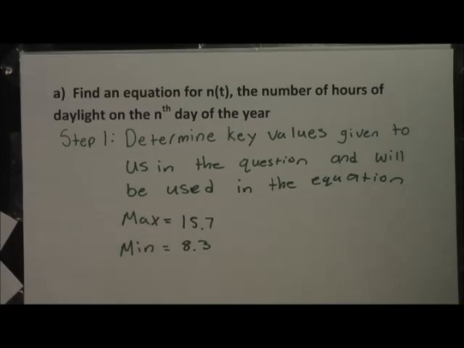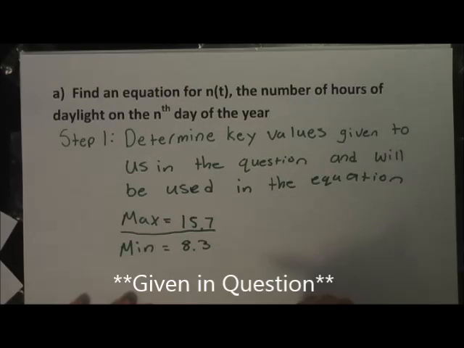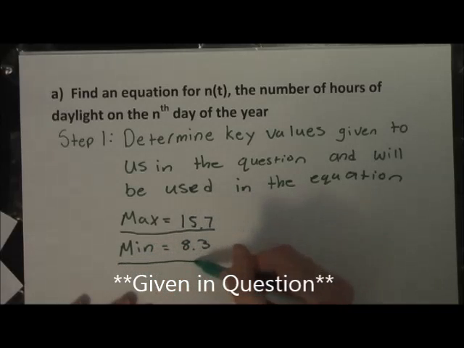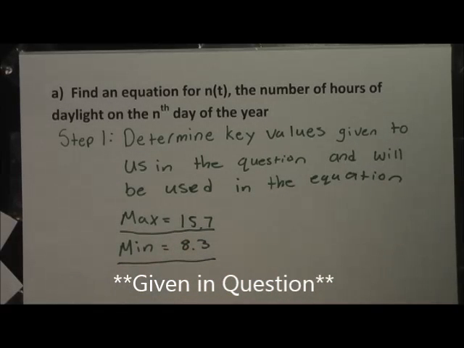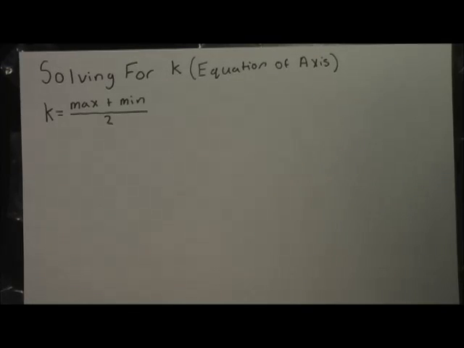The first step of solving this problem is to extract the key values given to us in the question and the ones that will be used in the equation. As you can see, we have the max value of 15.7 and the min value of 8.3, both given to us in the question. Using these two values, we can solve for the k value of the equation. In order to solve for k, we must first understand what k represents. k is also equal to the equation of axis of the sinusoidal function.